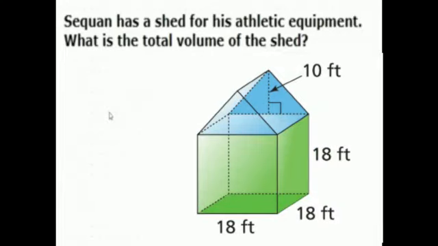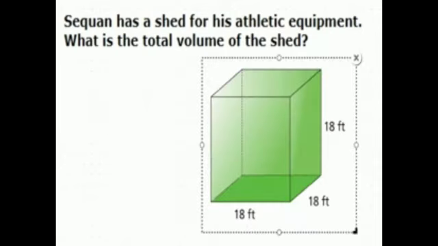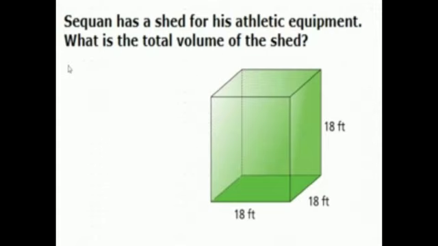Let's do example 3. Thickwan has a shed of his athletic equipment. What is the total volume of the shed? So first we need to find the volume of the bottom section. We will use the formula volume is equal to the area of the base times the height.